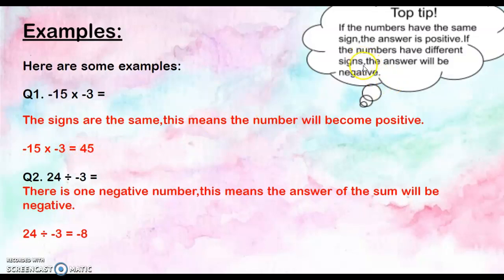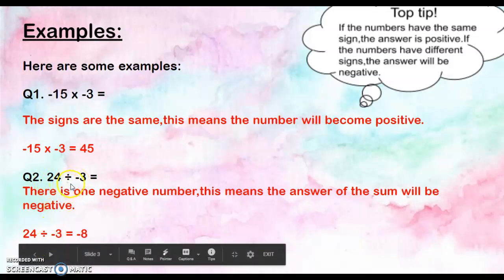If the numbers have different signs, the answer will be negative. For example, 24 divided by minus 3. So, two different signs. There is one negative number. This means the answer of the sum will be negative. So, positive and negative, two different signs. How many 3s go into 24? 8. Two different signs, positive and negative. So the answer will be negative 8.